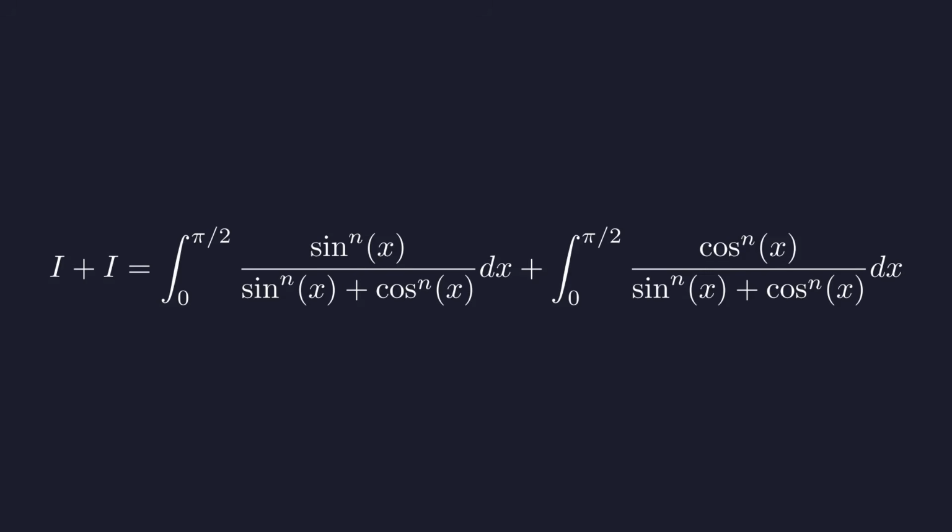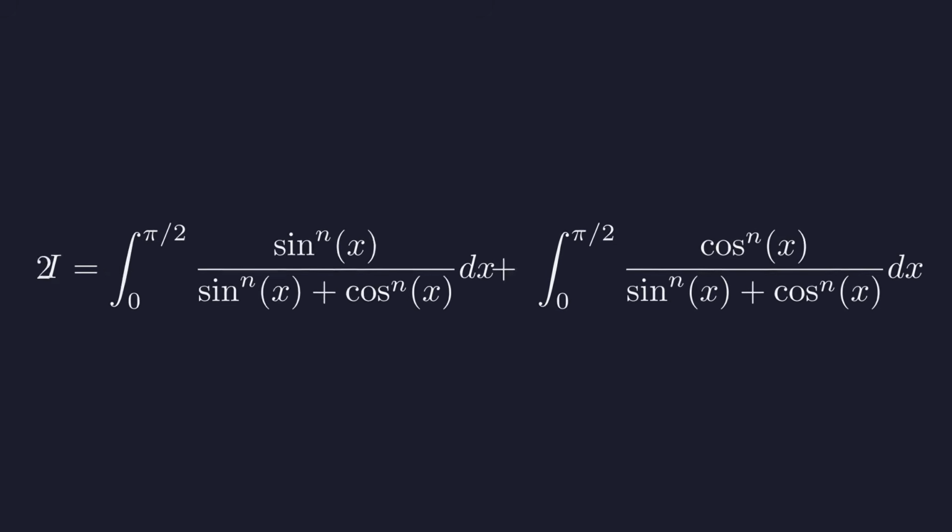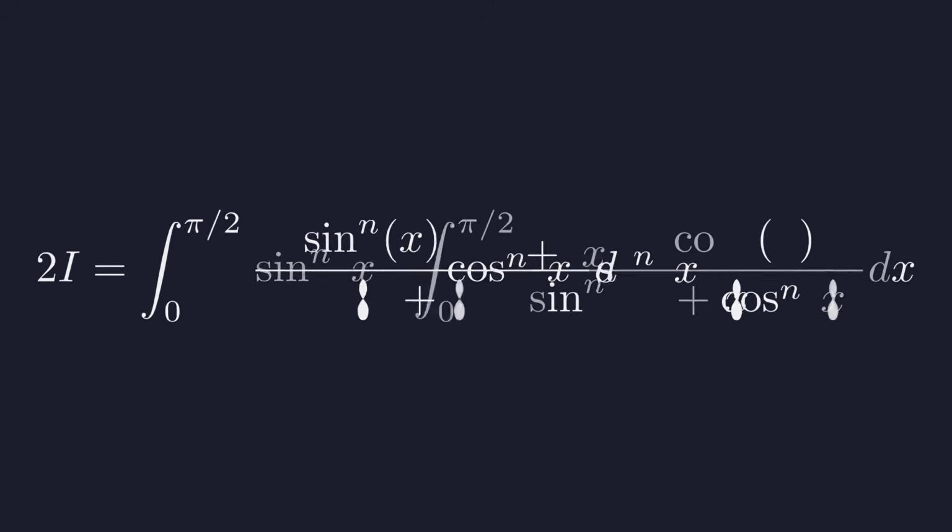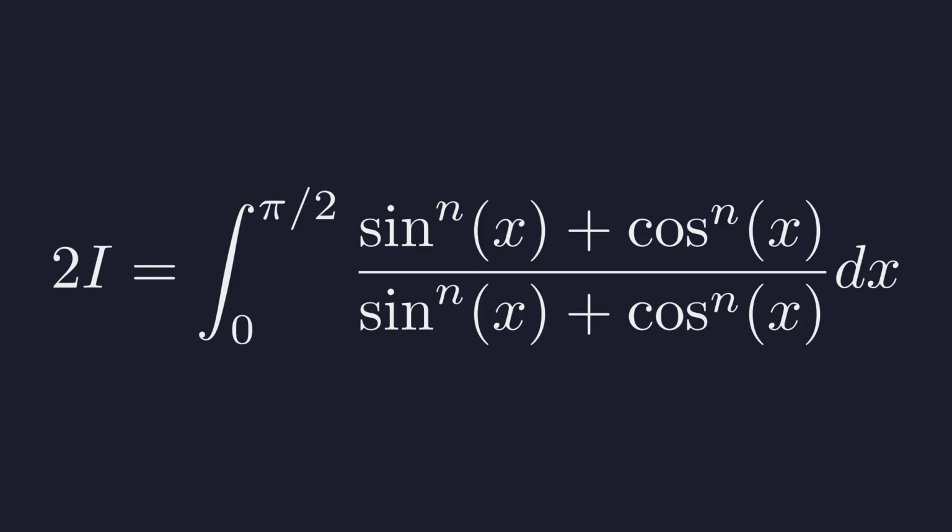On the left, we have I plus I, which simplifies to 2I. On the right, we have the sum of our two integral expressions. Notice that both integrals have the exact same limits and the exact same denominator. This means we can combine them. We add the numerators together over the common denominator.